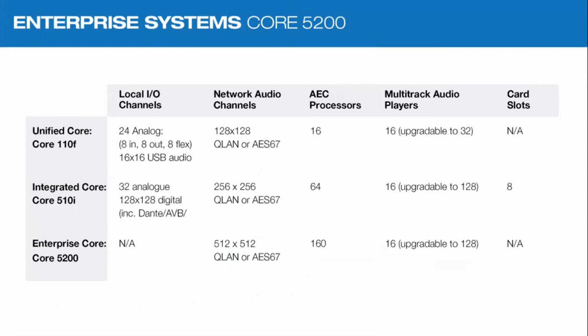So it's worth noting that because the Core 5200 is essentially just a server, a PC, there's no I/O capability on board. So all of the I/O has to be over the network, be it Dante or AES67 or QLAN. Again, the intended application is that this core will be buried in a server room somewhere far away from all of the devices anyway. So you just have to consider that if you're designing a system that's that large.